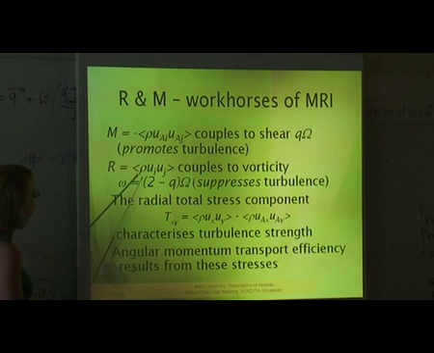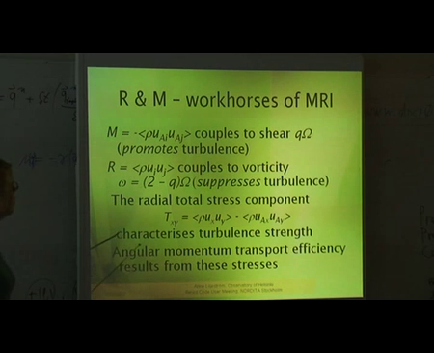Because this here is 2 times omega, this vorticity keeps the Reynolds stress at a minimum. But when Q grows, vorticity eventually disappears when Q is 2, and then this turbulence runs away. This is what we call the Rayleigh unstable situation.